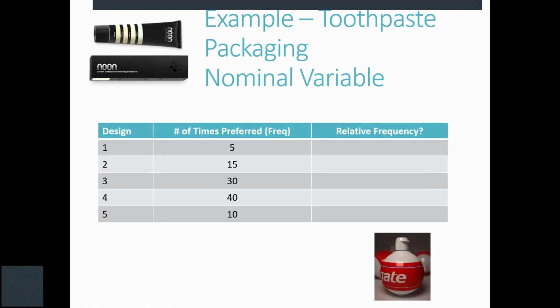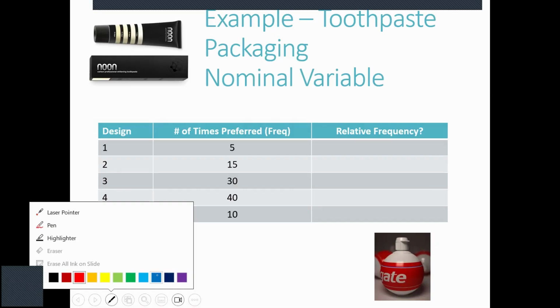So here's an example, toothpaste packaging. Here are some really weird looking toothpaste packages. Suppose some market researchers were looking at which toothpaste package consumers preferred, and they gave them 5 designs to look at and asked them to pick their most preferred. So design 1 was preferred by 5 people, design 2 by 15 people, etc. You can look at the numbers really quick and see that design 4 was the most preferred. Also, as it turns out, these add up to 100, which is very handy.